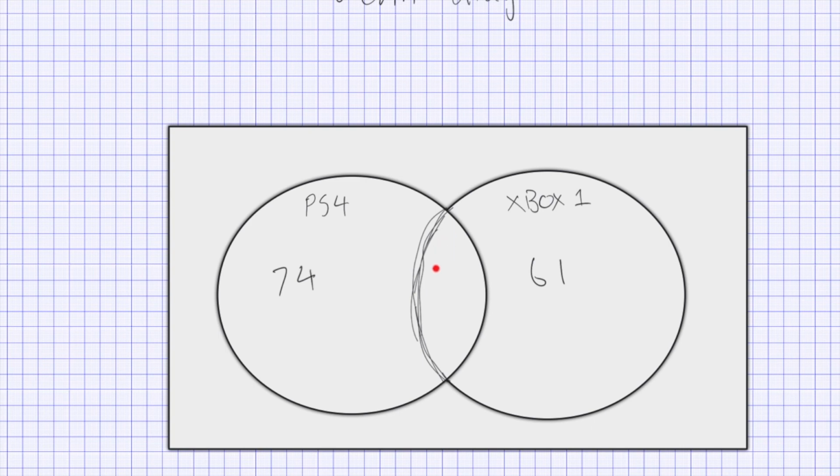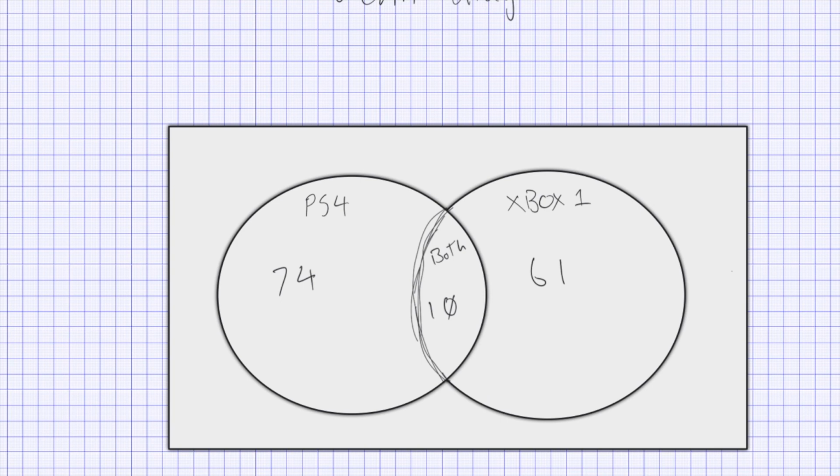Now, this zone in the middle here, believe it or not, is allocated to people who own both. If we've surveyed people that have PS4 and Xbox One, there are going to be some people that have both. And so let's say we had 10 people that actually had both. This is how our Venn diagram starts to come together.